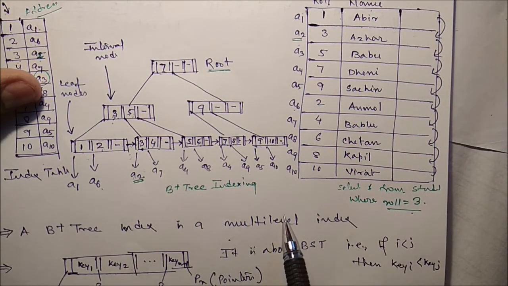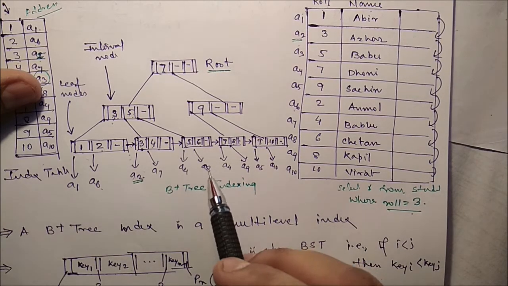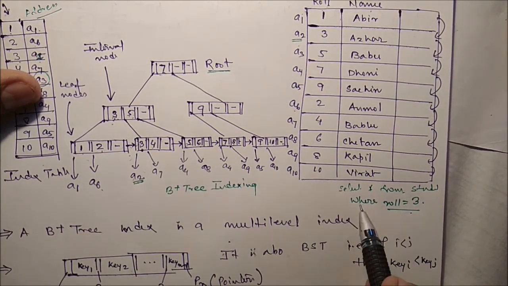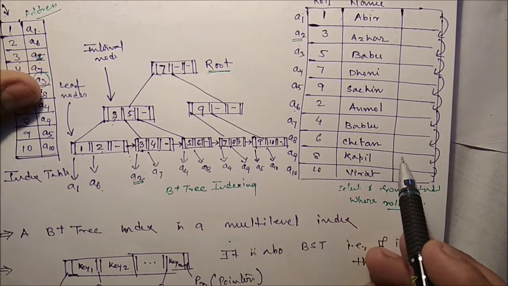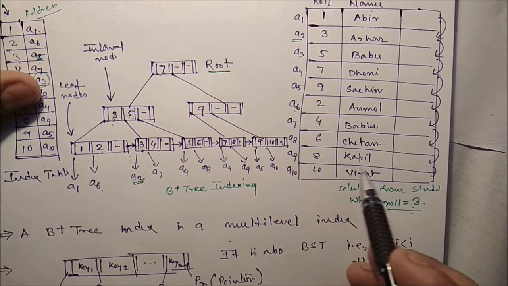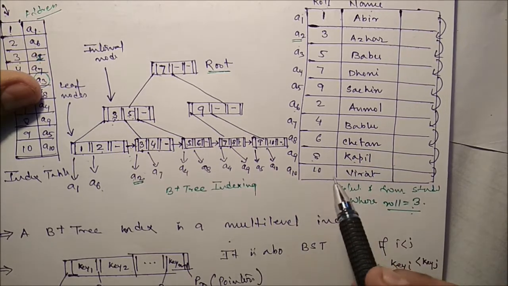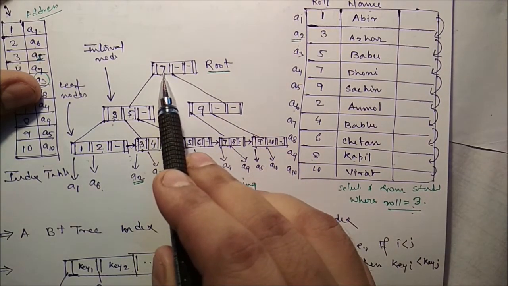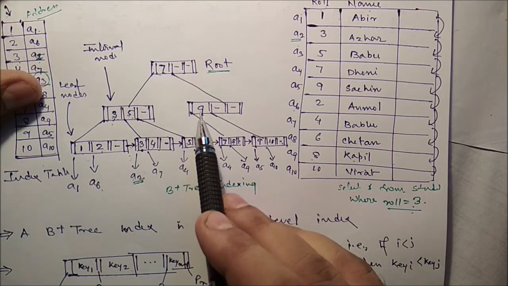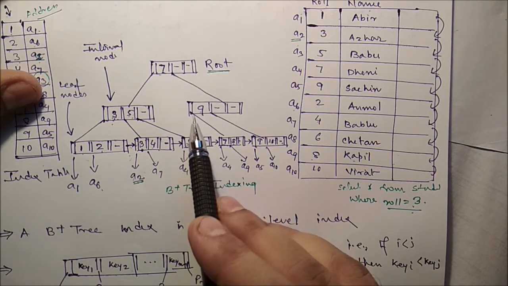Similarly, suppose we want to run select asterisk from student where roll number is equal to 8. Roll number 8 means this one. We need each and every piece of information about this Kapil Dev: roll number, name, address, phone number. Starting with the root, 8 is greater than 7, so we move to this part. Now 8 is less than 9, so we have to move to the left part.